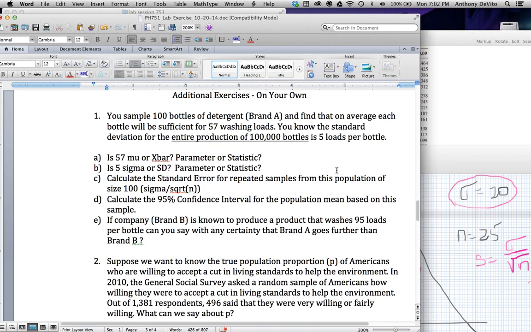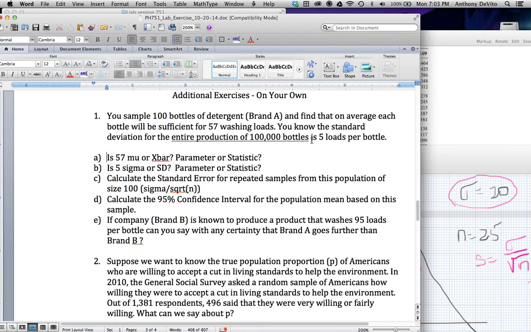So what do we know here? We know that we took a sample of 100 bottles, and the average number of loads we could do on those 100 bottles, some of them 60 loads, some of them 50, and so on and so forth. The average we got out of each of those 100 sampled bottles is 57 loads. That's our sample average, right? So the answer to question A is X bar. It's the sample mean.